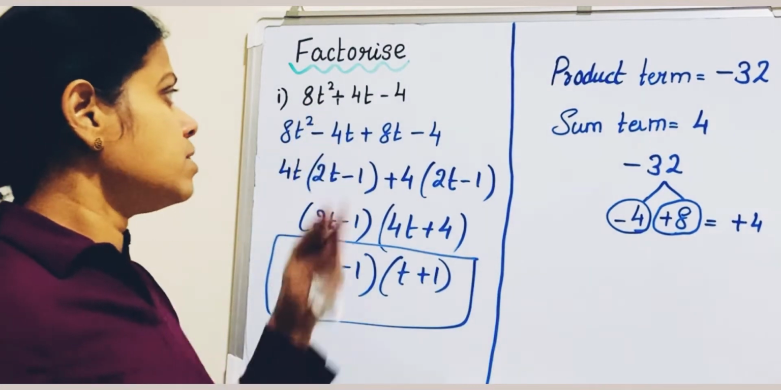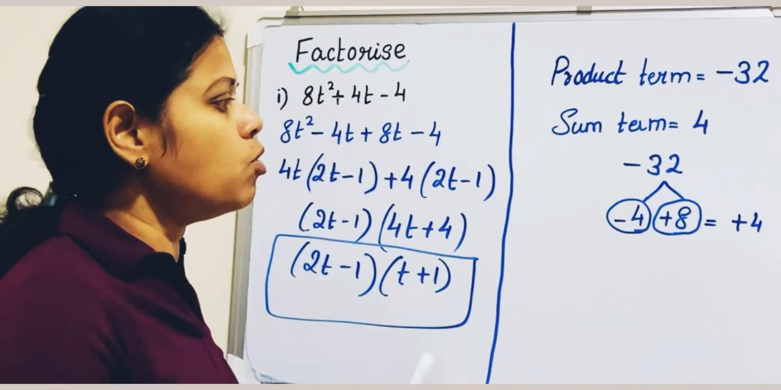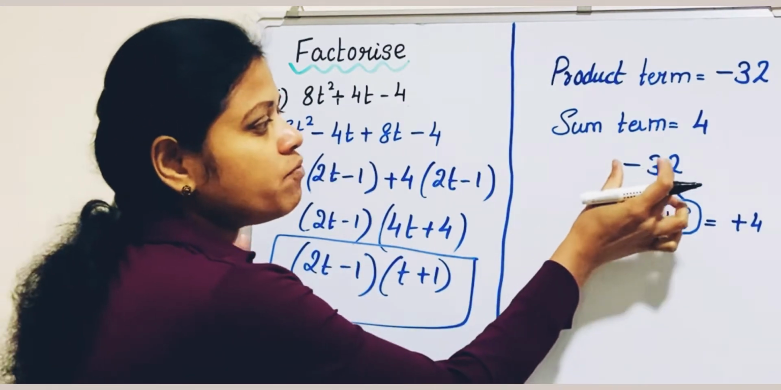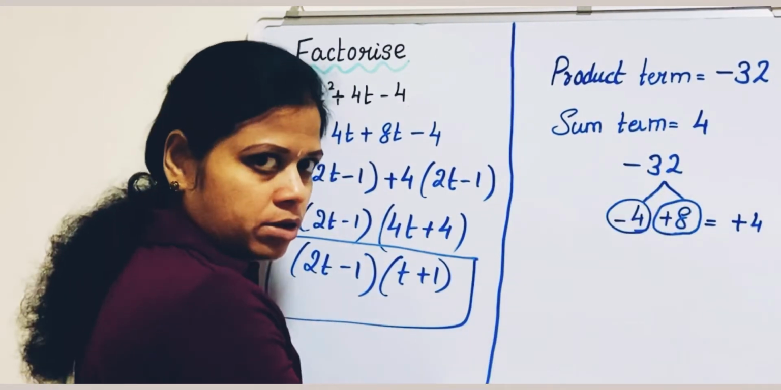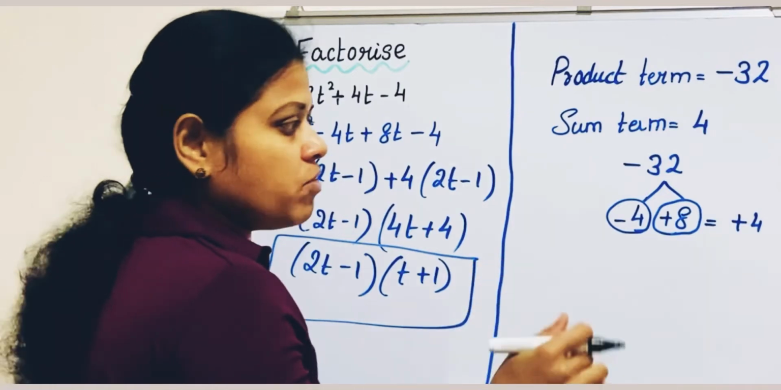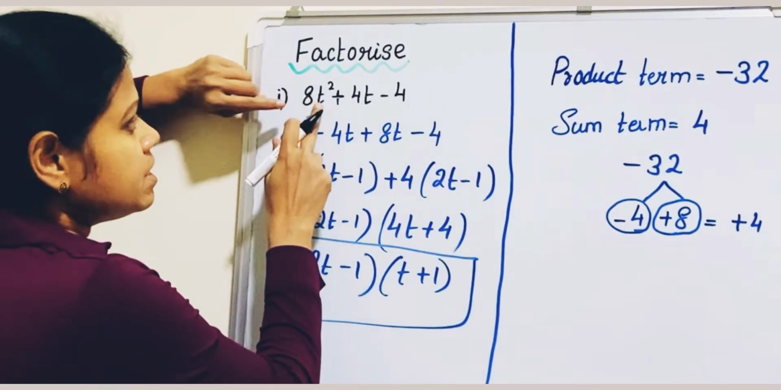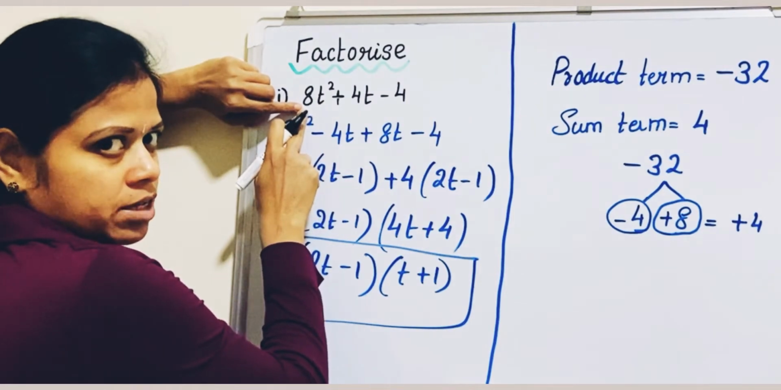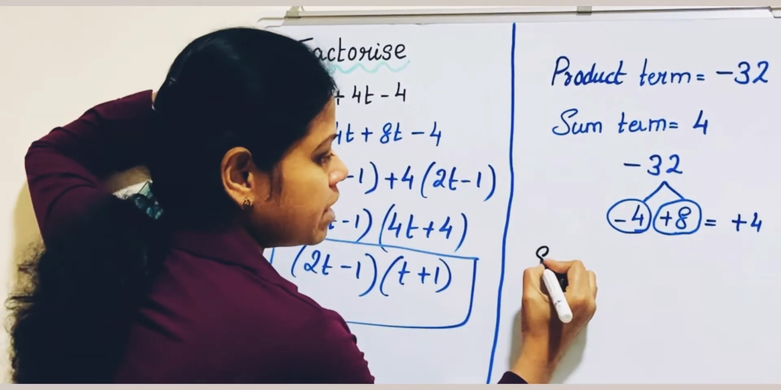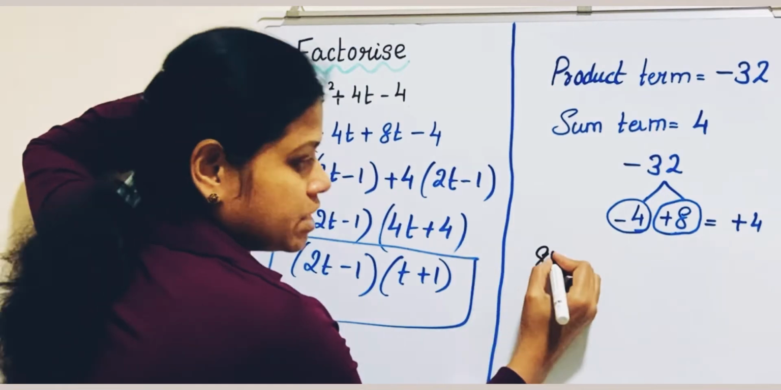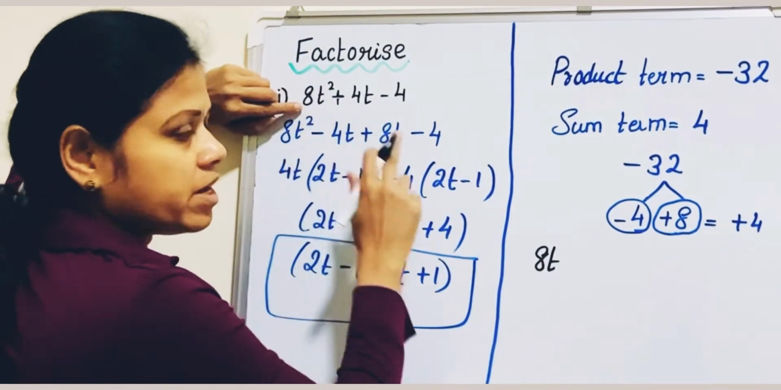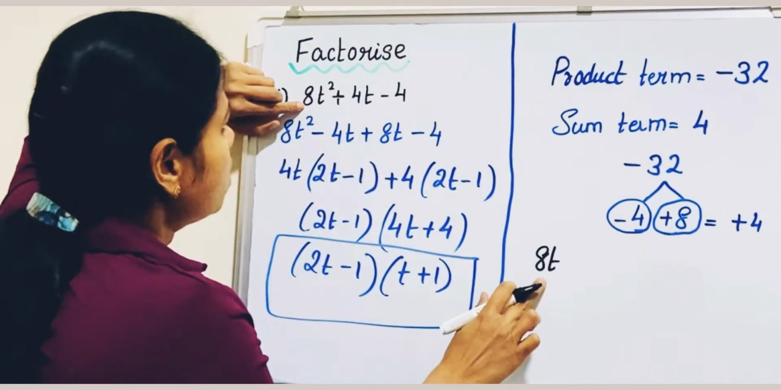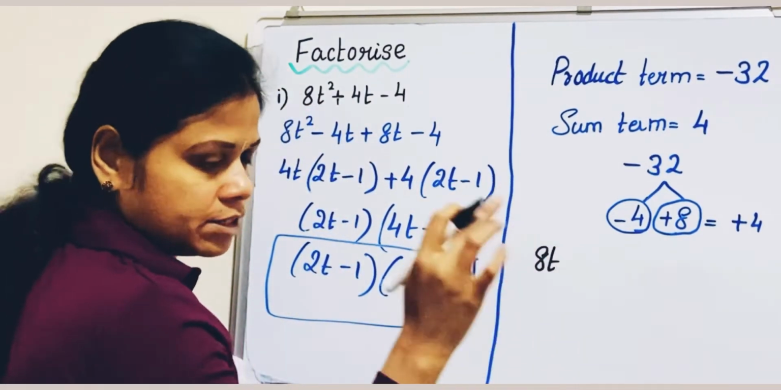Instead of factorizing by splitting the middle term, you can also do it this way. After finding the factors of the product term, here the t square comes with the coefficient 8, right? So you have to write 8t. Don't write t square, write it as 8t. The coefficient will be the same, and instead of writing t square, write t.